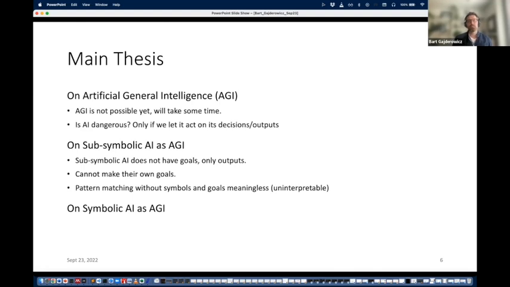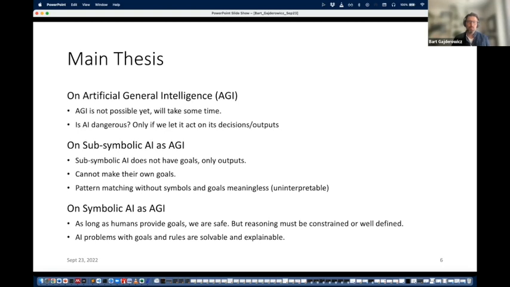Another thing to mention here is that a sub-symbolic AI does pattern matching. It connects different symbols with different patterns, which allows it to connect different symbols or different concepts together through the data. But if the symbols and the goals are not there, if there's not something that we can actually understand and interpret, then it's really meaningless. The kind of information and the patterns that it identifies are meaningless to us, so we can't really use them. And what about the symbolic AI?